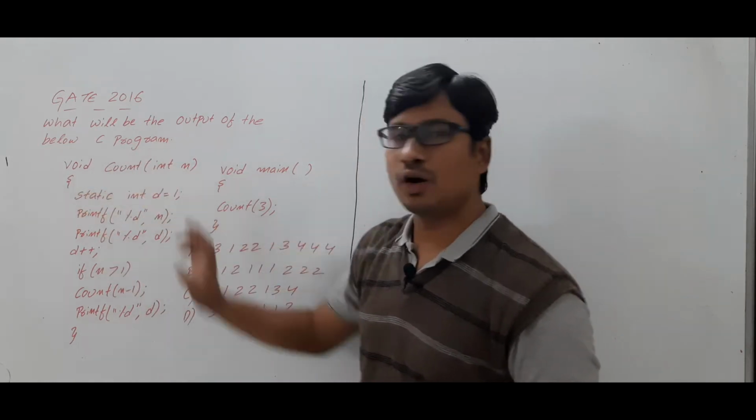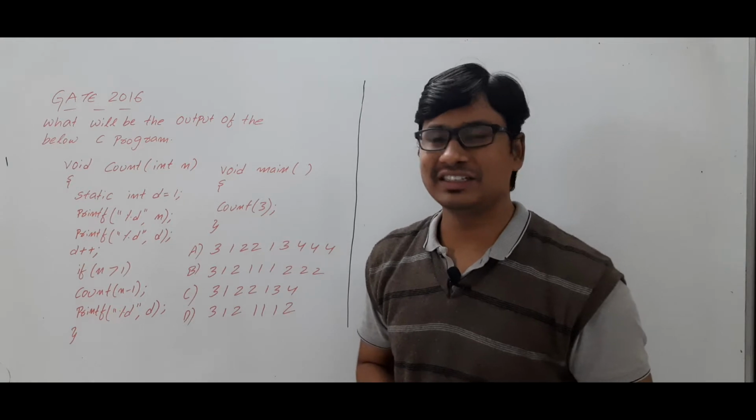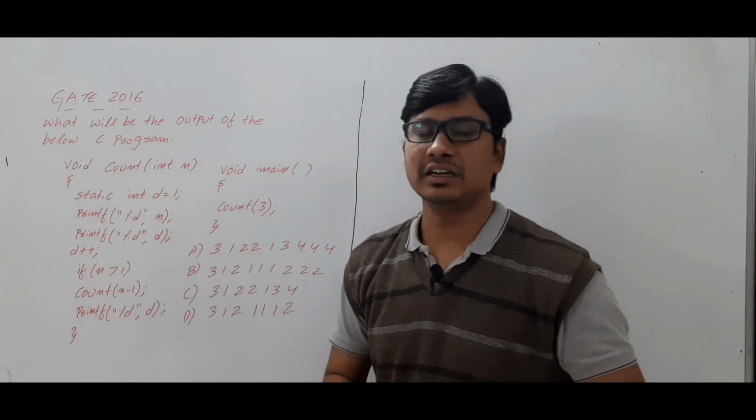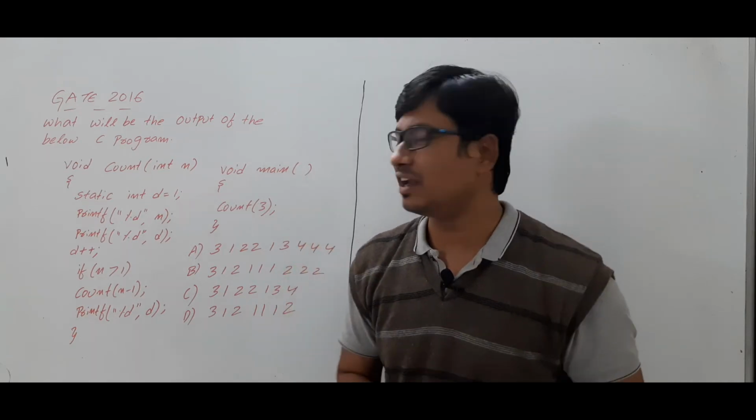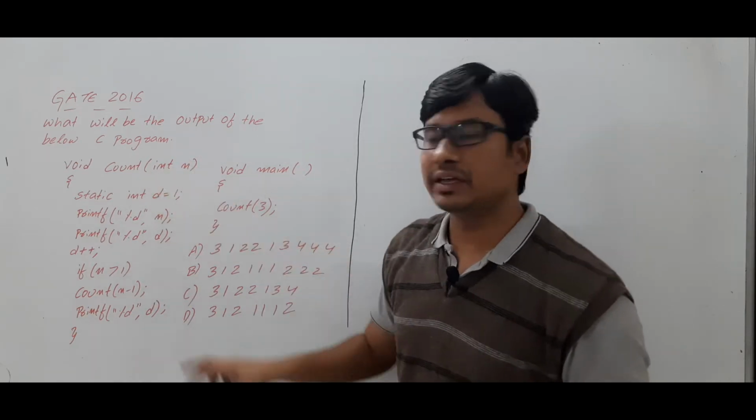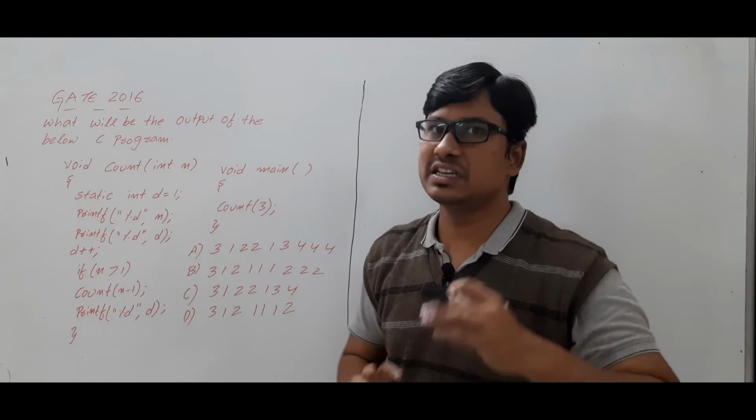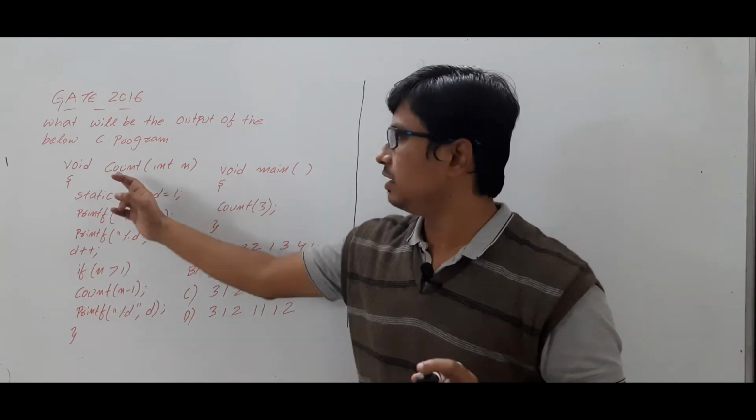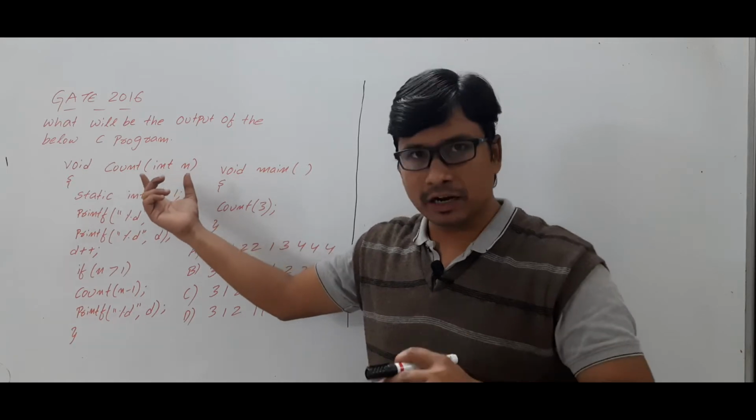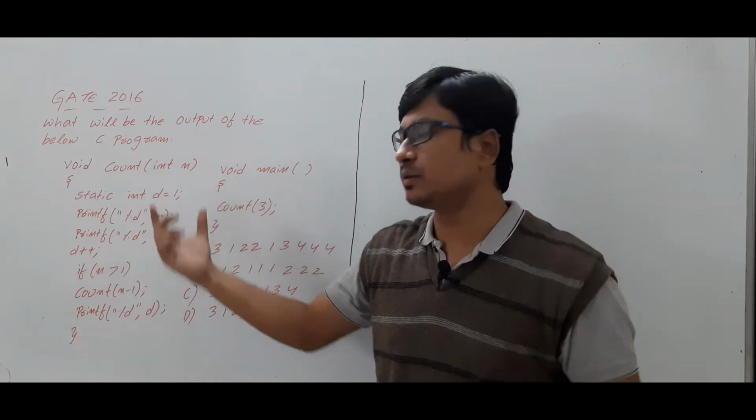So void count. Count is a user defined function here, and void is the return type. When the return type is void, this function does not return any value. And you have a parameter which is an integer. A function declaration tells 3 things: the return type, the name of the function, and how many parameters and what are the data types of them.